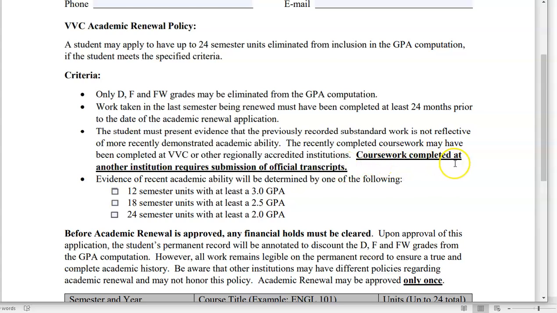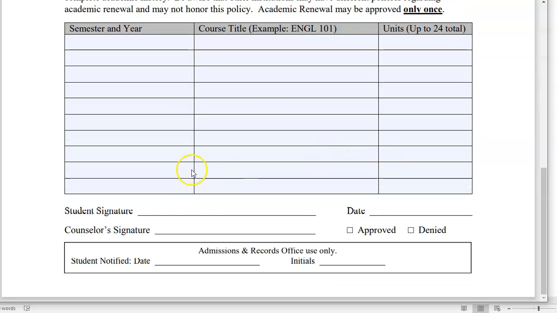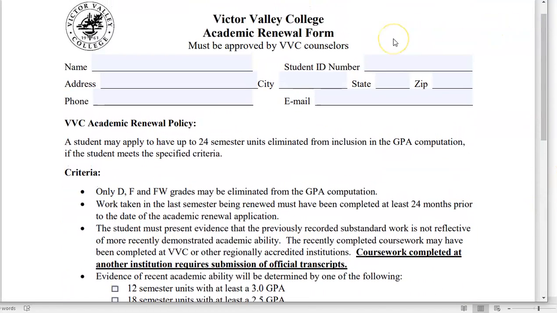So what will happen is you will fill out the renewal request, putting in all the VVC courses where you got substandard grades that meet the criteria. You'll sign it and date it and submit it to us. This form goes to the counseling department, and you can submit it to vvcounseling@vvc.edu for it to be processed. And if you have any questions about whether or not you qualify for renewal, please go ahead and email us at that same address, and we'll be happy to help.